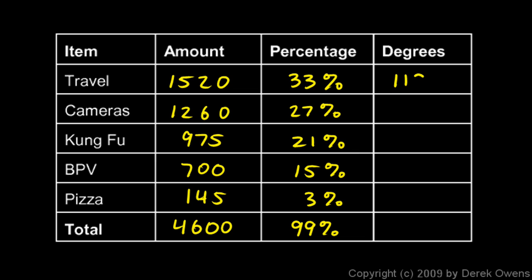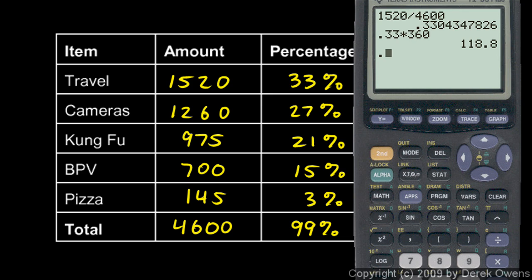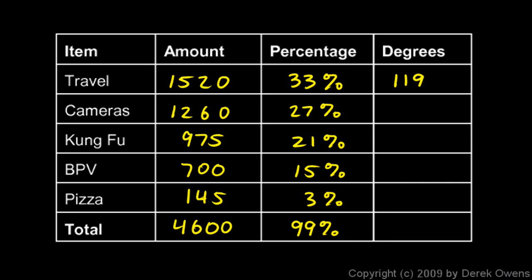And then we'll do the same thing with the other categories. 27% of the money was spent on spy cameras, so we need 27% of the total 360 degrees. So I calculate 0.27 times 360. Remember, times typically means of. When I say 27% of 360, that means 27% times 360, and that's 97.2. We'll round that to 97.